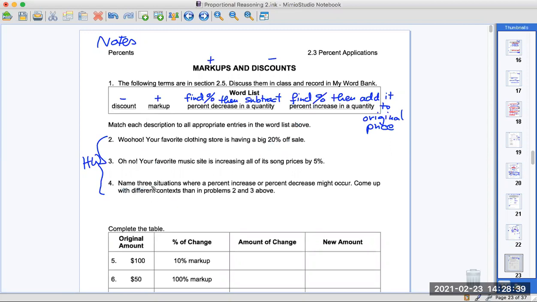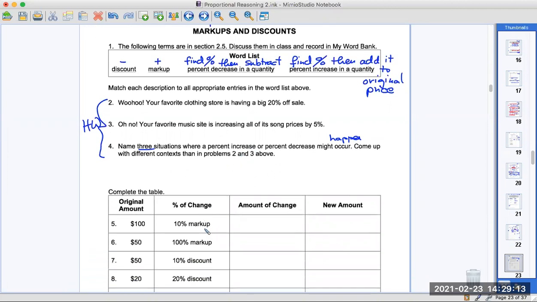And then after that, you need to name 3 situations where a percent increase or a percent decrease might occur or happen. When do you think it happens? You have maybe encountered it yourself. Maybe your mom and dad encountered it. Ask them if you're not sure. Come with 3 different situations where you have a discount or a markup, an increase, and list them here. And I want to hear yours, stories.